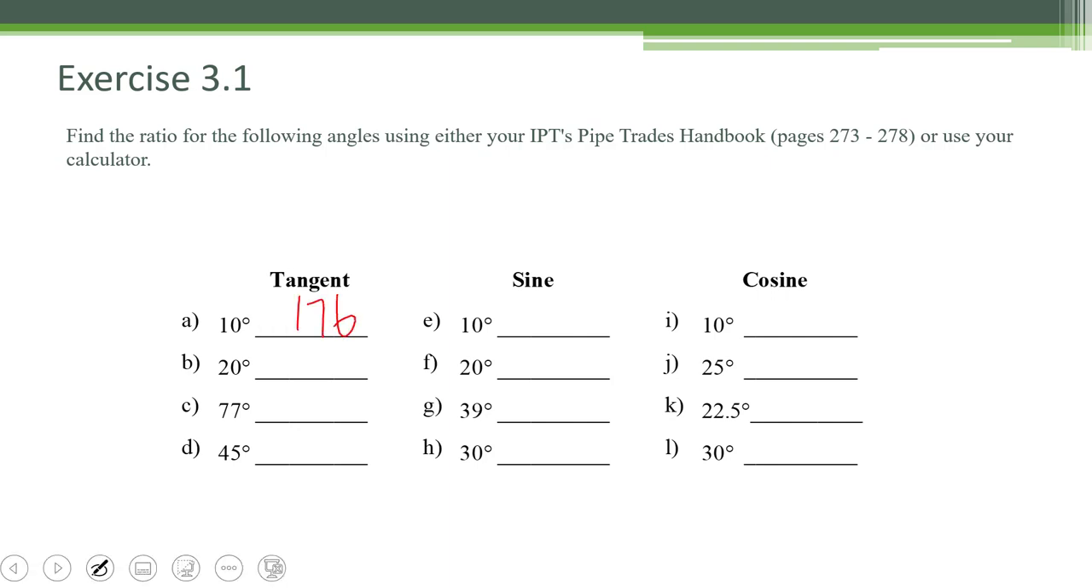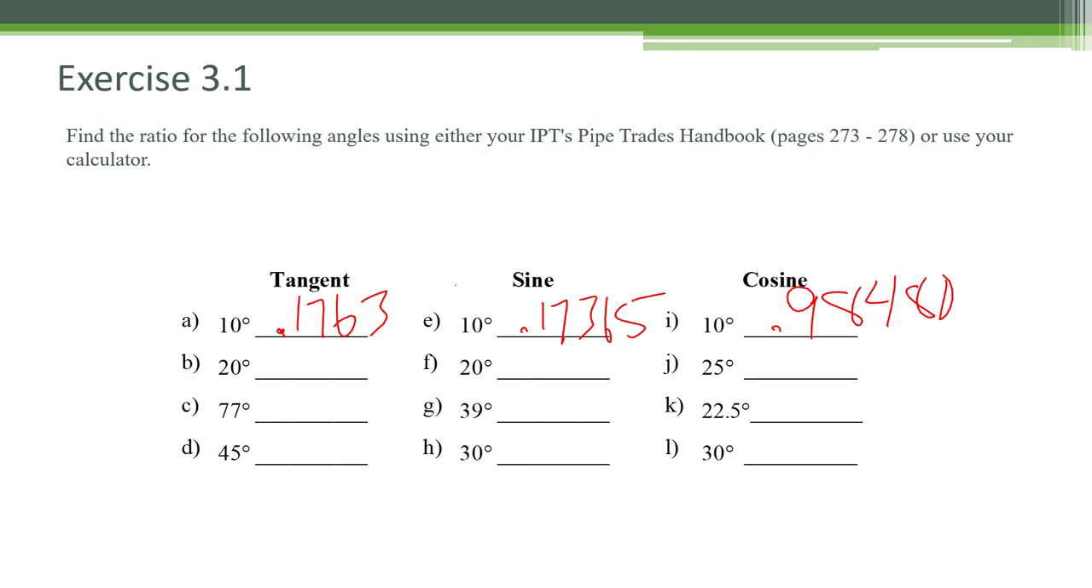0.176326. I'll just say 0.176. Good enough. Okay, for the sine, I'll just go 10 sine. I don't have to push equals, and I get 0.1736. And then for 10 cosine, again, I'll just go 10 cosine. I get 0.98480. Okay, so again, you can just go through the chart doing the same thing. So it's just the degree, then the trig function.